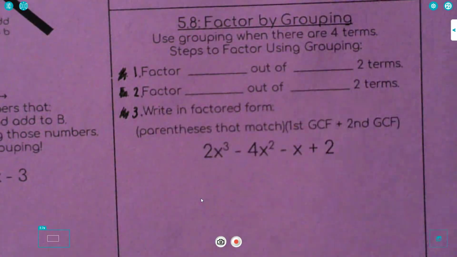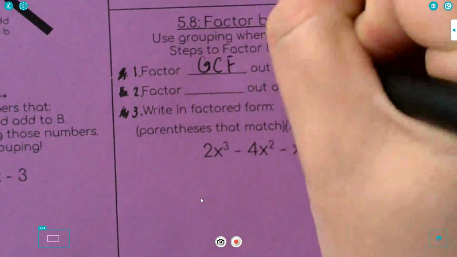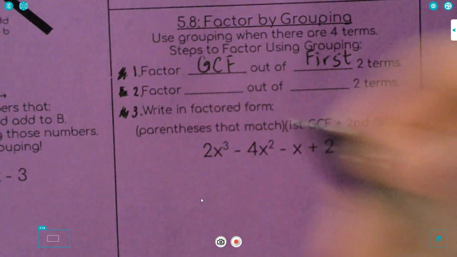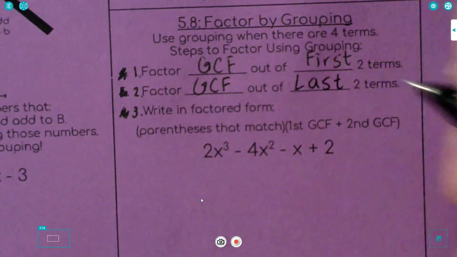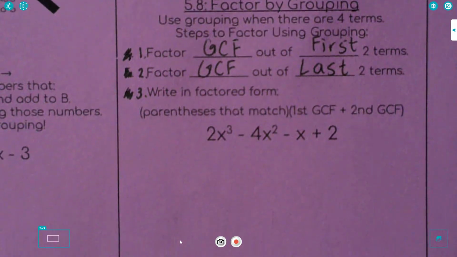Okay, so step 1 is to factor the GCF out of the first 2 terms. And step 2 is to factor the GCF out of the last 2 terms. And then what's left behind should get to match.